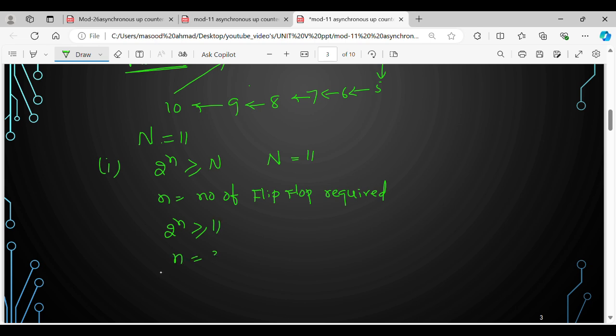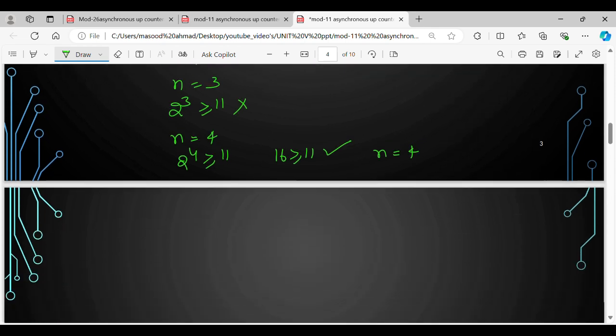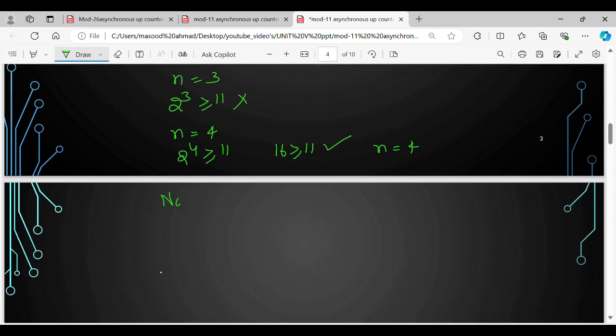Let's say n is equal to 3. 2 power 3 greater than or equal to 11 is false. So let's make n equal to 4. When n is equal to 4, 2 power 4 is greater than or equal to 11. 16 greater than or equal to 11 is valid. n is equal to 4. The number of flip-flops required is equal to 4. In step 2, let's use D flip-flop.